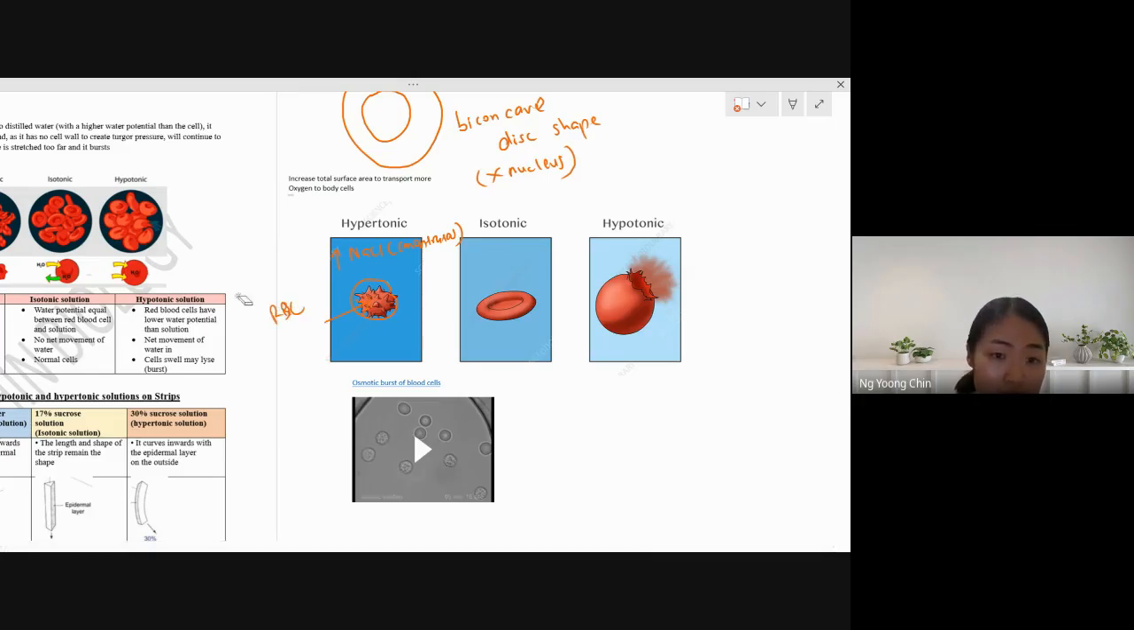Red blood cell will become hypotonic, since the surrounding solution is hypertonic, a very highly concentrated sodium chloride solution. Hypotonic means that the water potential is high, okay? High water potential. Hypotonic means that the content itself contains a very high amount of water. So hypotonic means there is a high water potential.